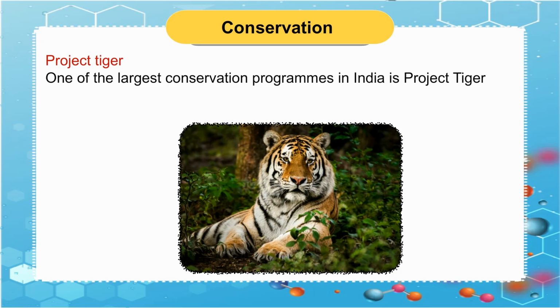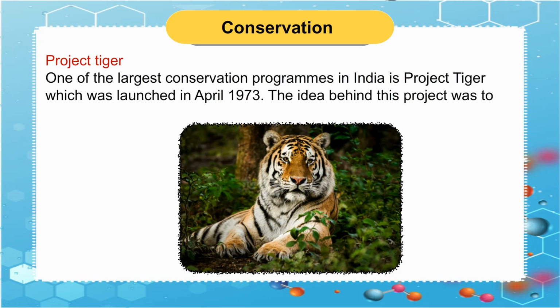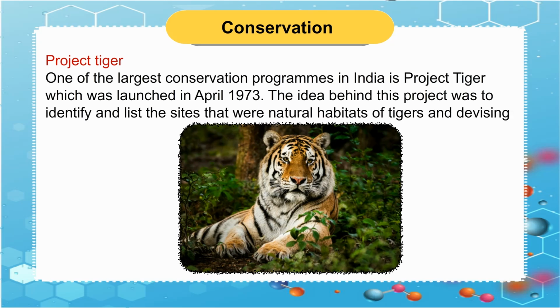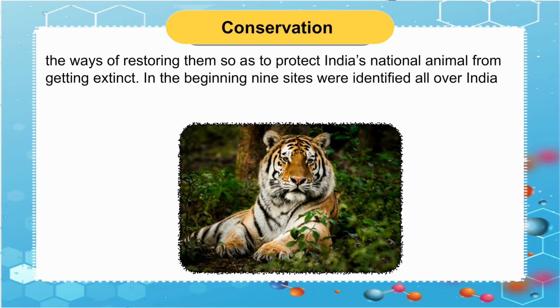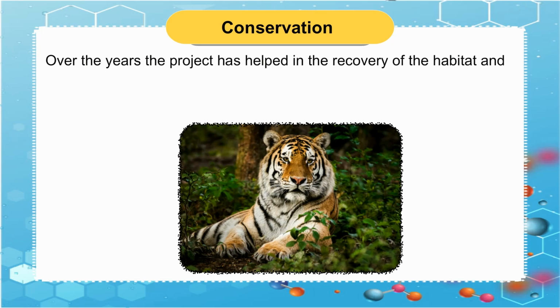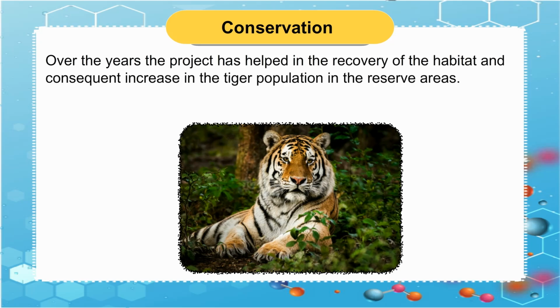Project Tiger, one of the largest conservation programs in India, was launched in April 1973. The idea behind this project was to identify and list the sites that were natural habitats of tigers and devise ways of restoring them, so as to protect India's national animal from getting extinct. In the beginning, 9 sites were identified all over India as tiger reserves. Over the years, the project has helped in the recovery of the habitat and a consequent increase in the tiger population.